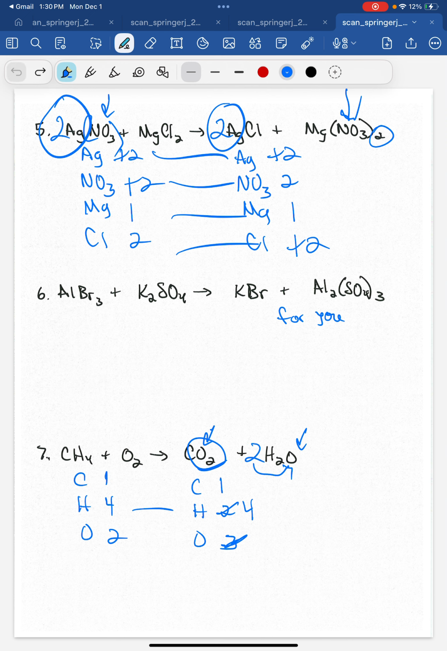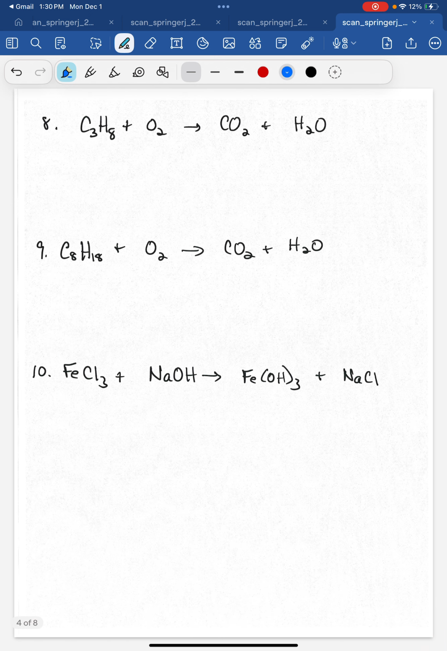So that became a 4, and that became a 4. Now we've got the carbons are good. The hydrogen's good. We just need to put a 2 in front of that O to make that a 4. That's a good one. This next one, I believe I'll leave that one for you. But I'm going to do number 9 with you.